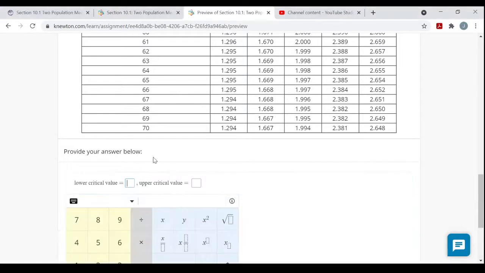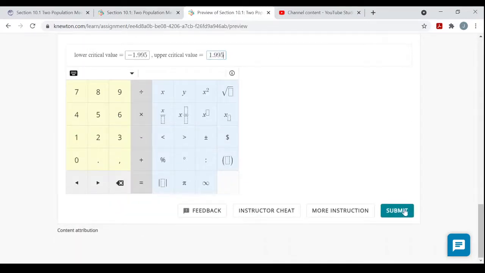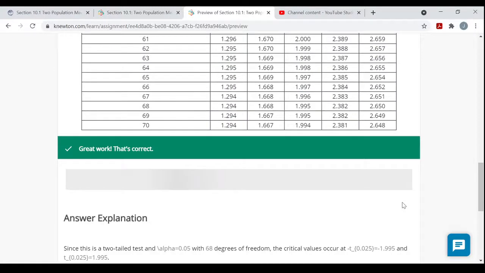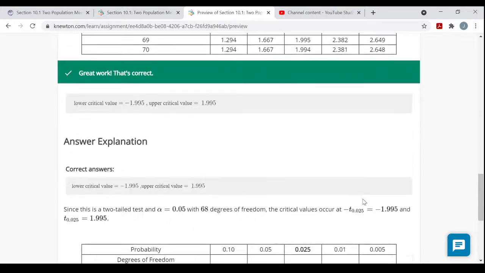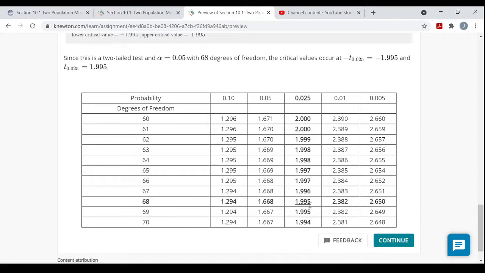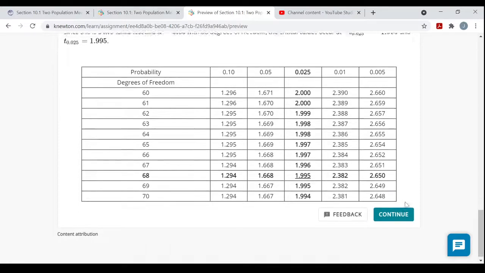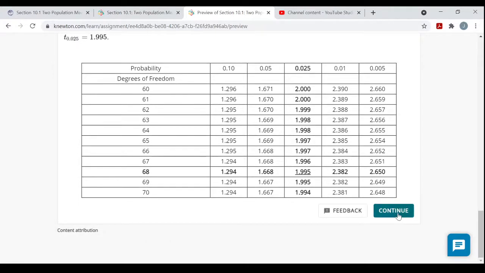Well, anyway, the lower critical value would be negative 1.995. The upper critical value would be positive 1.995. So determining critical values, remember, for t distributions, depends on the number of degrees of freedom and the value of alpha, right? What are the areas of the rejection regions? What do those need to be? And they showed you exactly what I did earlier. Okay, and I believe that's the end of it.